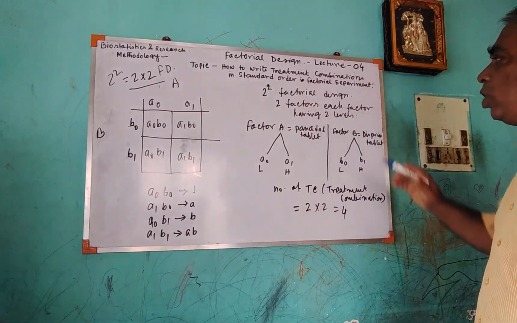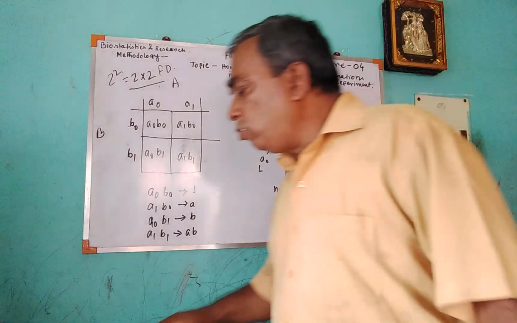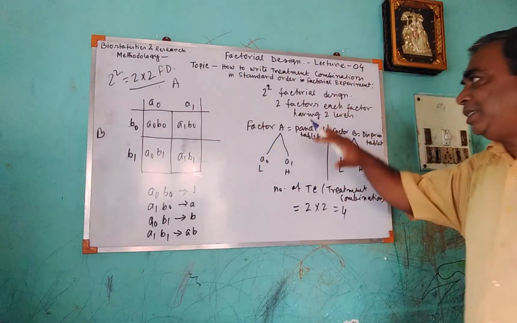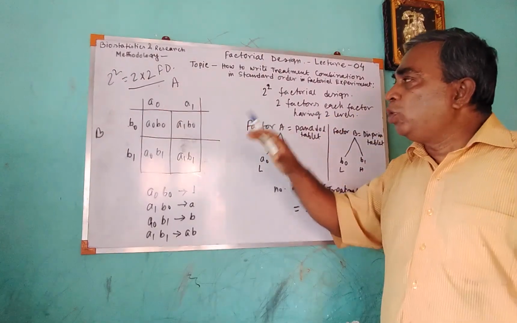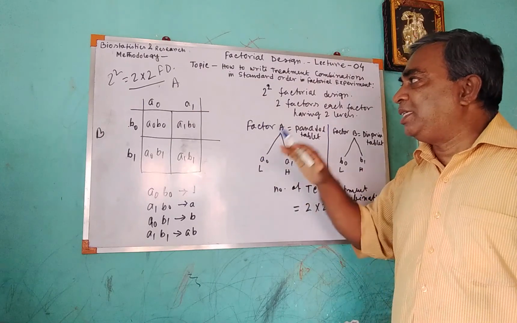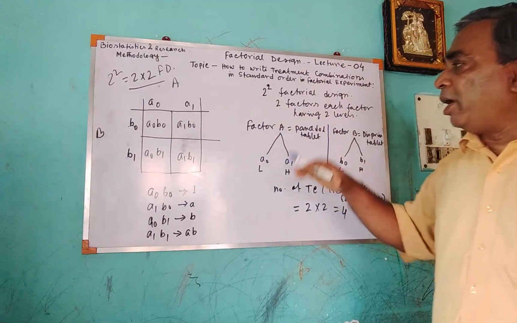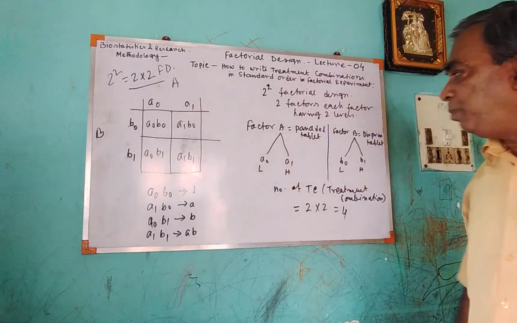Similarly, in 2q factorial design, we will get treatment combinations. This is the scenario for 2 square factorial design, and this is how to write the treatment combinations.